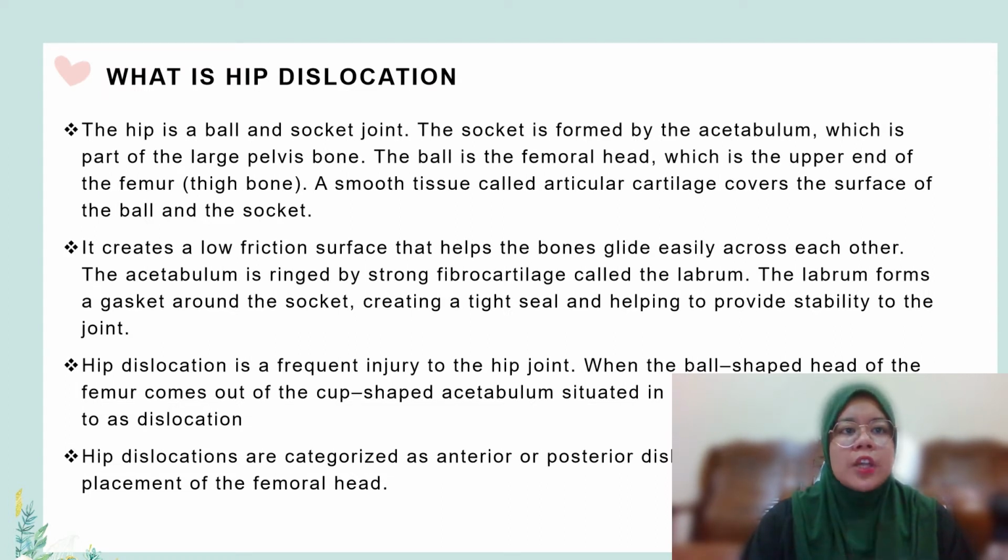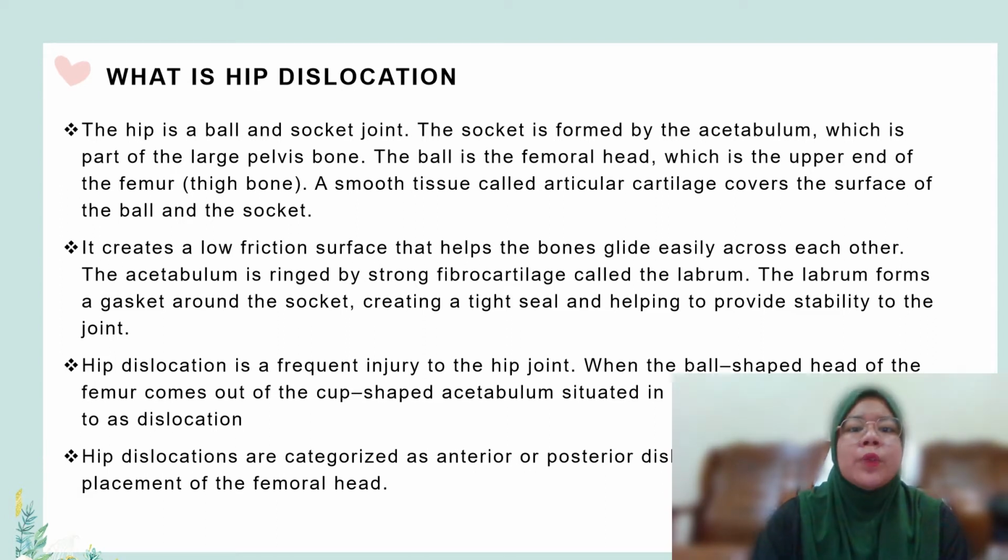Okay, first of all, I want to share with you what hip dislocation is. The hip is a ball and socket joint. The socket is formed by the acetabulum, which is part of the largest pelvic bone. The ball is the femoral head, which is the upper end of the femur. A smooth tissue called articular cartilage covers the surface of the ball and the socket. It creates a low friction surface that helps the bones glide easily across each other. The acetabulum is ringed by strong fibrocartilage called the labrum. The labrum forms a gasket around the socket, creating a tight seal and helping to provide stability to the joint.